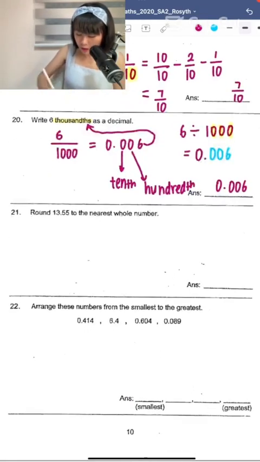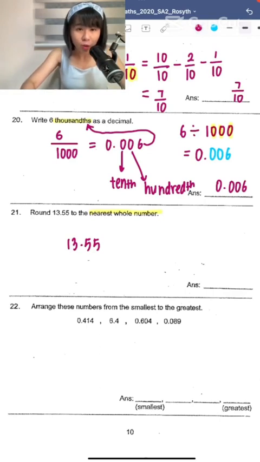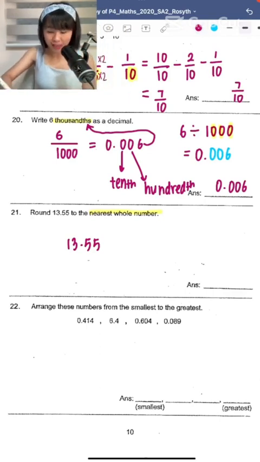21. Round 13.55 to the nearest whole number. Nearest whole number means my final answer shouldn't have any decimal anymore, right? So make sure your final answer doesn't have any decimal anymore. So what are we going to look at?